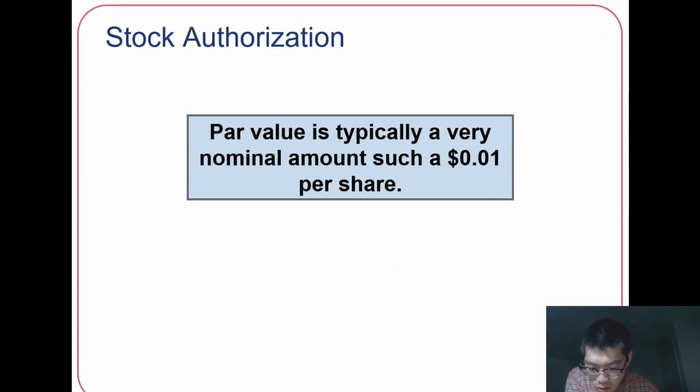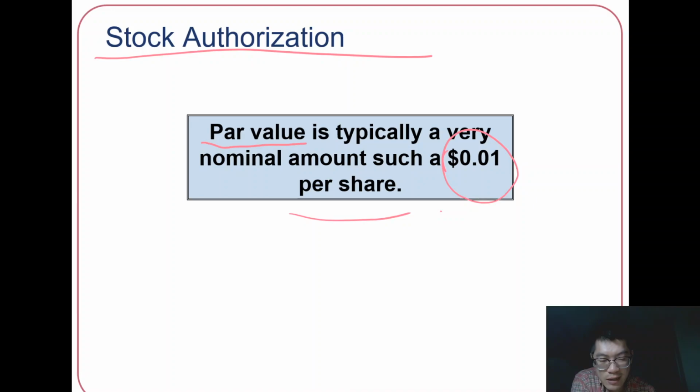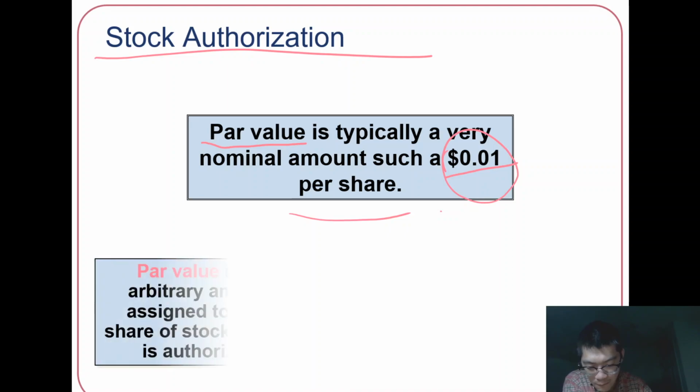All right. So stock authorization. Okay, stock authorization, and here we're going to talk about two different values for a stock. Okay, so first is par value, and par value is typically a very nominal amount, such as 1 cent per share, and it's arbitrary. Okay, it's not defined by the stock market, it's defined by the company and by some regulations. So this is an arbitrary number and doesn't have anything to do with the stock price on the market. Okay, it is not a price you pay to buy or to own 1 share of the company's stock.